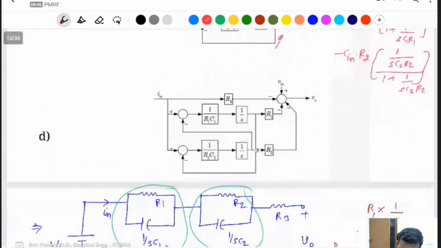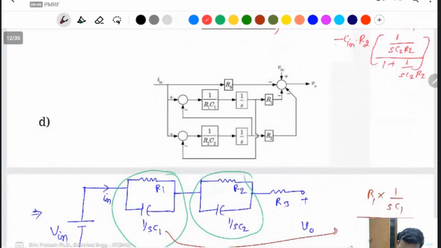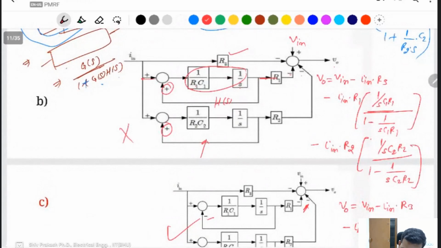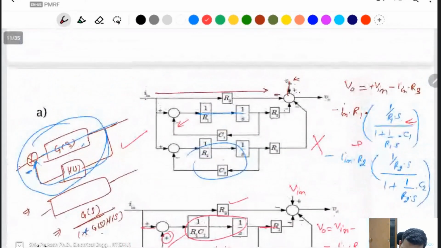What is option D? This is also the same, but this feedback is coming from here, and this feedback is going from here. That's why this is also not correct. This one is the correct option. This one is incorrect because of the positive feedback. This one is not correct.